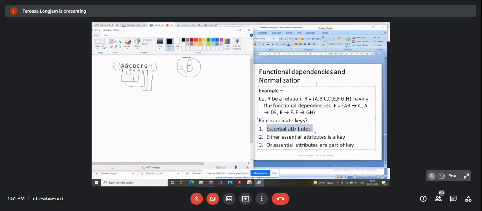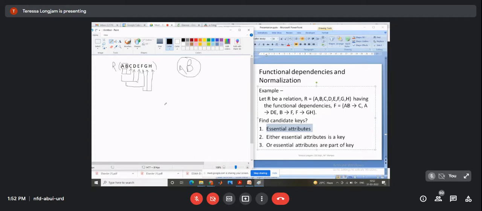Now, after getting the essential attribute, what are we going to do? Either the essential attribute is a key, or the essential attributes are part of the key. Why? Because if AB cannot be determined from any of the remaining attributes, then AB should be there in the candidate key, because A can determine A itself, B can determine B itself. Other remaining attributes cannot determine AB, so both A and B should be there in the candidate key.